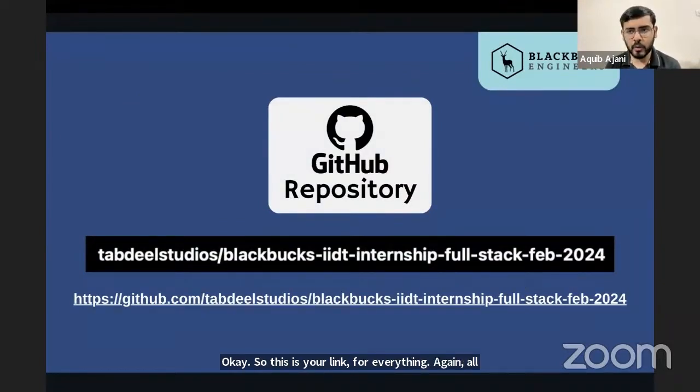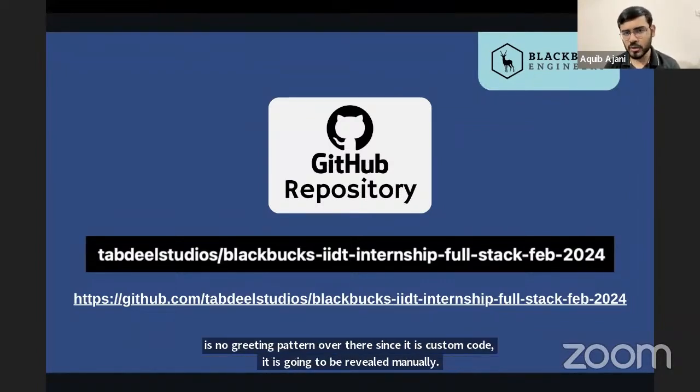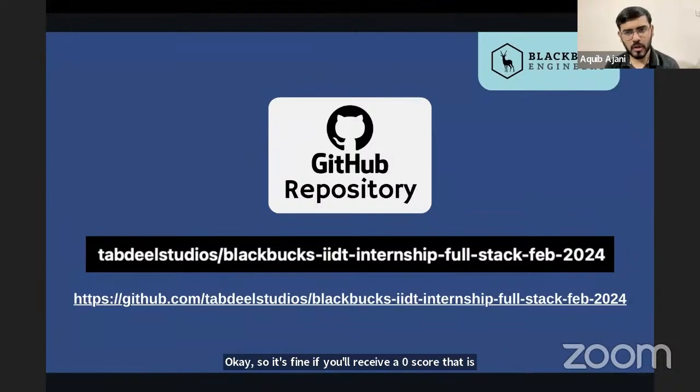And for people who have submitted the assignments, please note that you will get 0 out of 100 because it is a manual review. The system by default will give you 0 because there is no grading pattern over there. Since it is custom code, it is going to be reviewed manually. So it's fine if you receive a 0 score. That is not the actual score. So yes, I just wanted to clarify that as well.